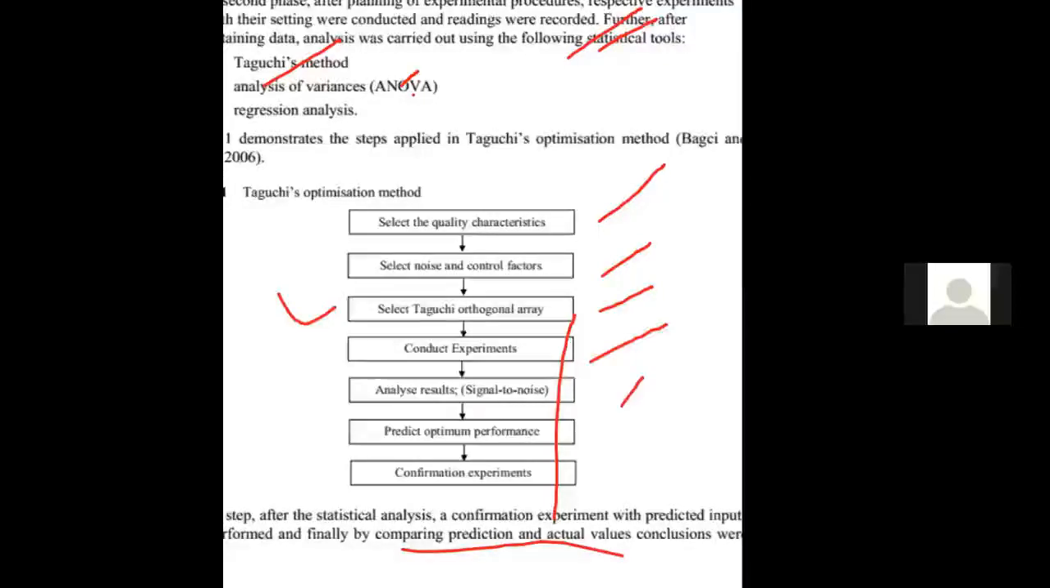Again, we will discuss the meaning of S by N ratio, signal to noise ratio. Here you mostly have two cases: higher is better and lower is better. If it is surface finish, I want higher. If it is hole accuracy, I want higher. Now perform the optimum performance, and you have to perform one more experiment as a confirmation experiment.